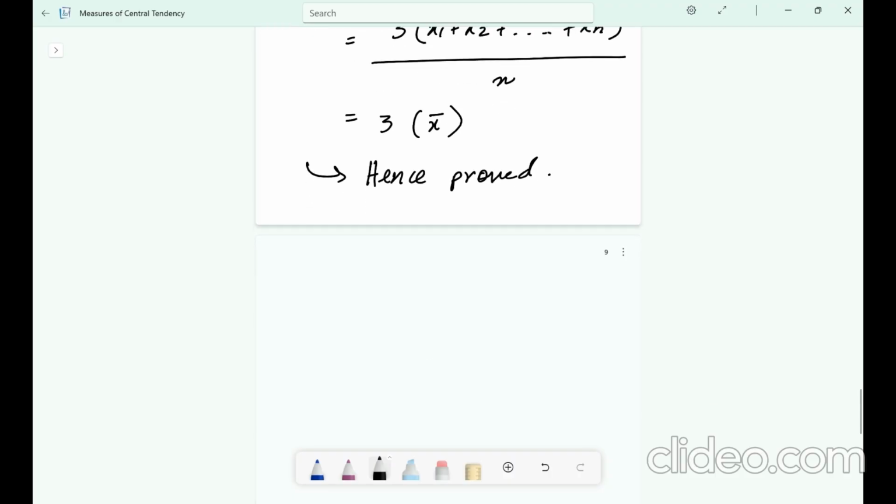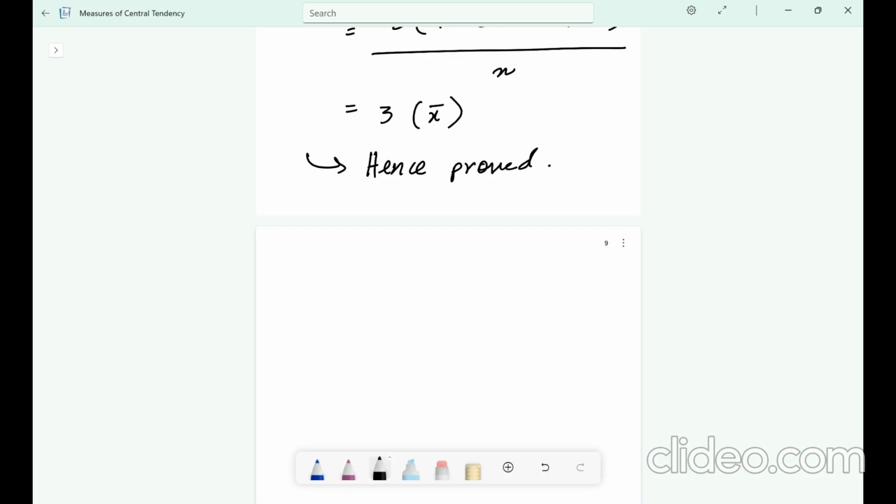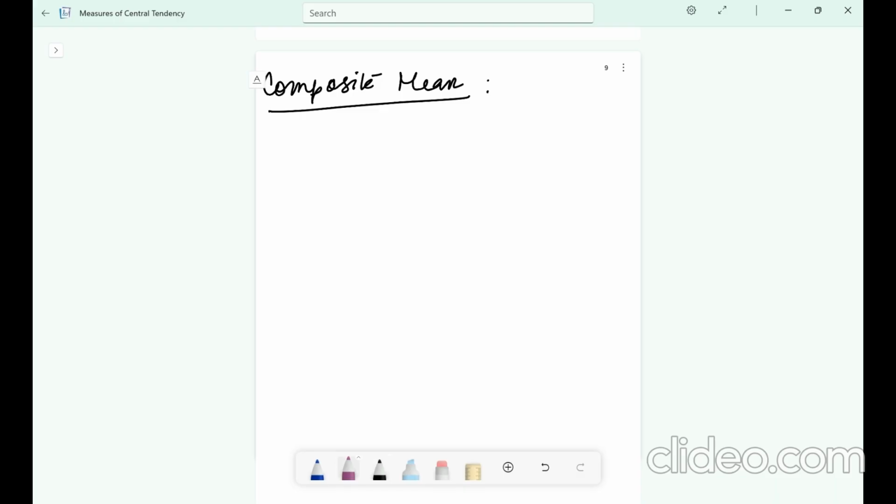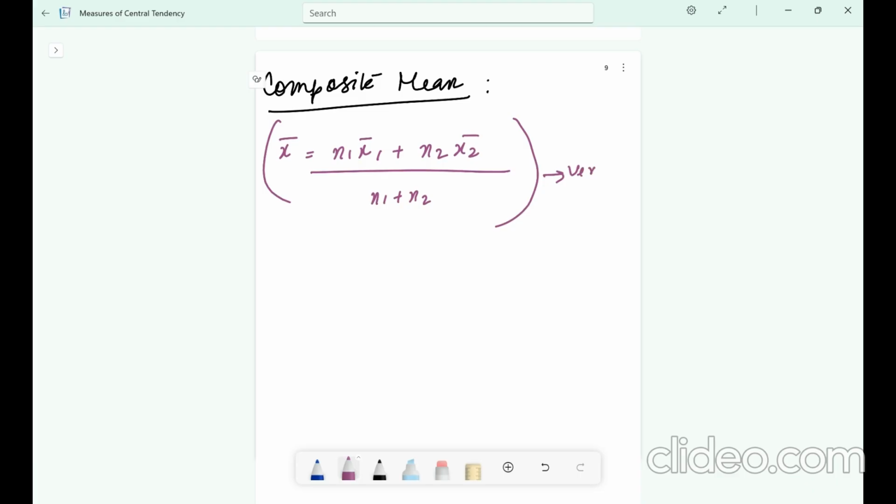Hence proved. Now we will come to composite mean. Sometimes data is divided into groups and we want the overall mean. That's where composite mean, or combined mean, comes in. What is the formula for it? The formula is x bar equals n1 x1 bar plus n2 x2 bar, divided by n1 plus n2. This is actually very important.